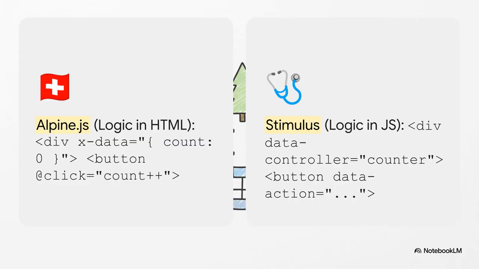This brings us to another tool in this space, Stimulus. If Alpine is the Swiss Army knife, then Stimulus is the surgeon's scalpel. And this simple counter component tells the whole story. With Alpine, the logic, the count variable, the click handler, it's all just living right there inside the HTML. But with Stimulus, the HTML is clean. It just has these little hooks that point to a totally separate, organized JavaScript file. It is a fundamentally different philosophy.